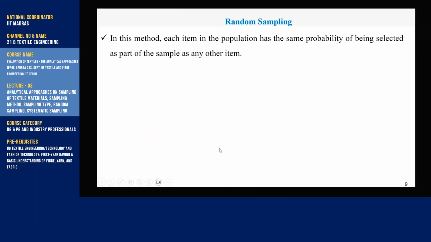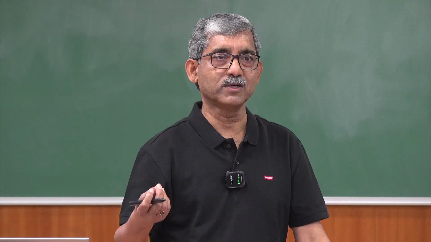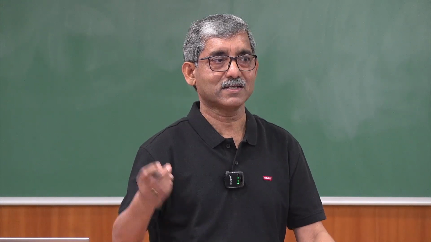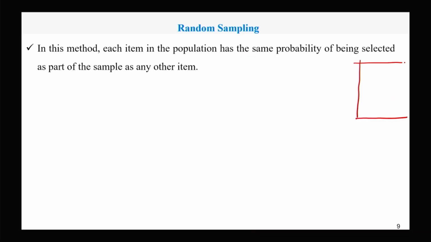Now first let us see random sampling. Random sampling means we take the sample from the population randomly without any bias. We will not introduce any bias, and each and every element has an equal opportunity of being selected. That's random sampling. Suppose I have, in a box, 1,000 balls.